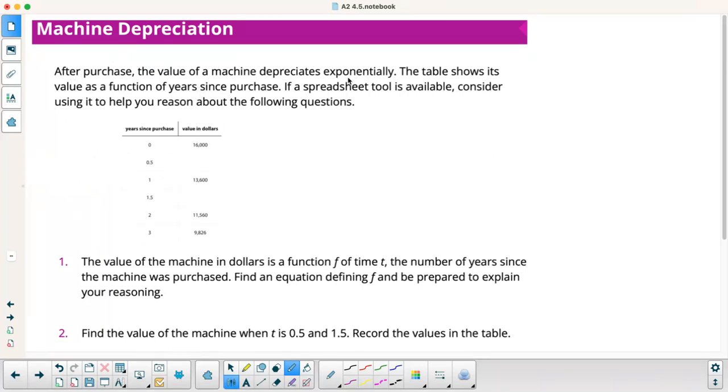Okay, so that takes me to this. After purchase, the value of a machine depreciates exponentially. The table shows its value as a function of years since purchase. If a spreadsheet tool is available, consider using it. We're not going to do that, we'll cross that off and just do it by hand here. So I go by 1/2 here. From 0 to 1, you're timesing it by 0.85. So kind of like I did in the first slide, to go by 1/2, you're going to times it by 0.85 to the 1/2.